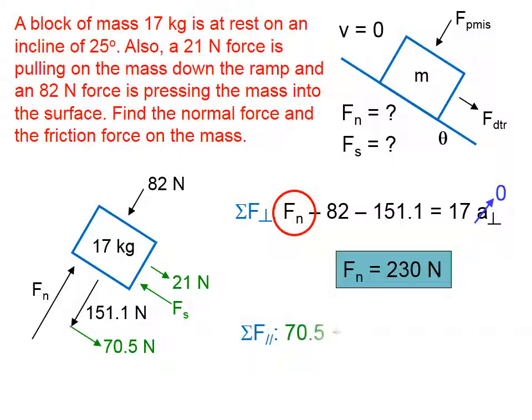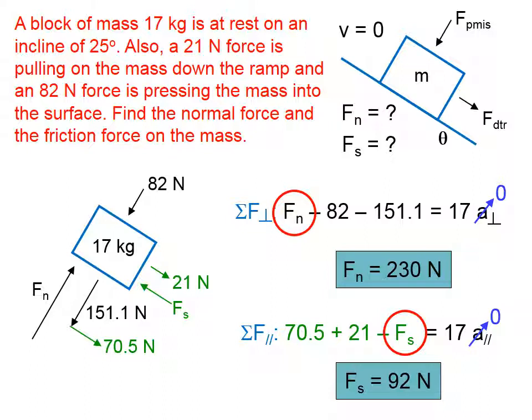Now let's write a Newton's second law equation for the other direction. If I choose down the plane to be positive, that will be 70.5 positive plus 21 positive minus the static friction force, and the sum of those forces should equal the mass of the object times the acceleration parallel to the surface. Again, this mass is at rest, which means we can solve for static friction to be 92 newtons.